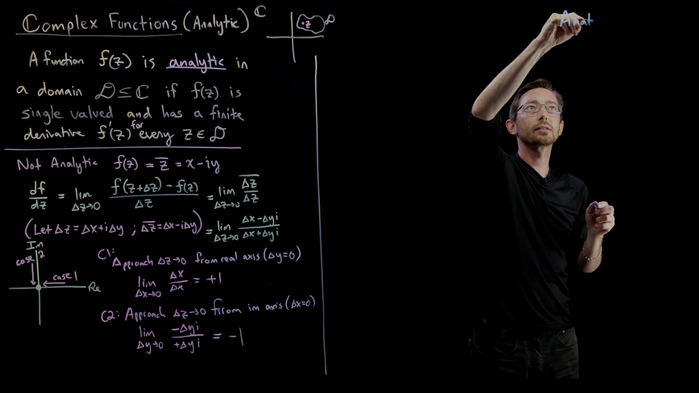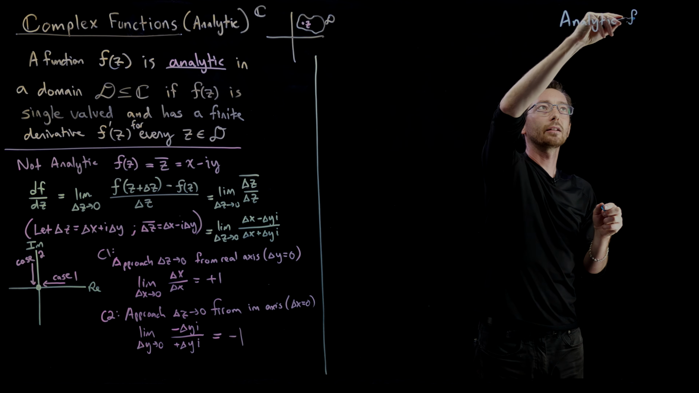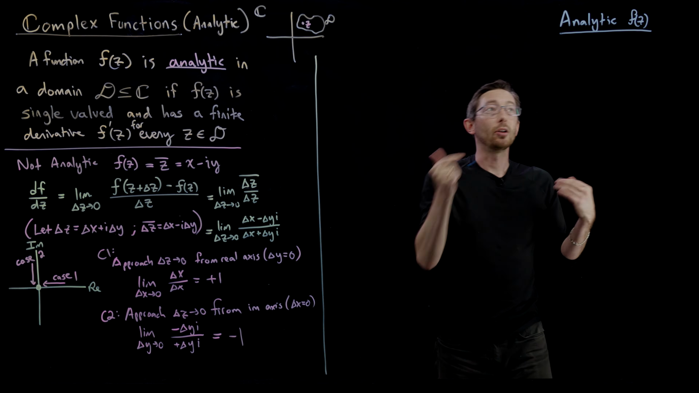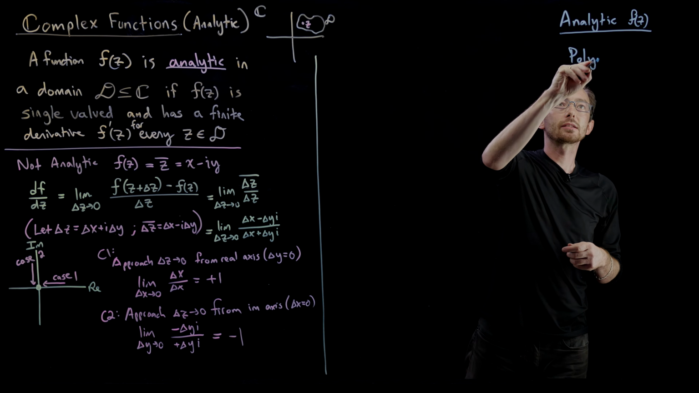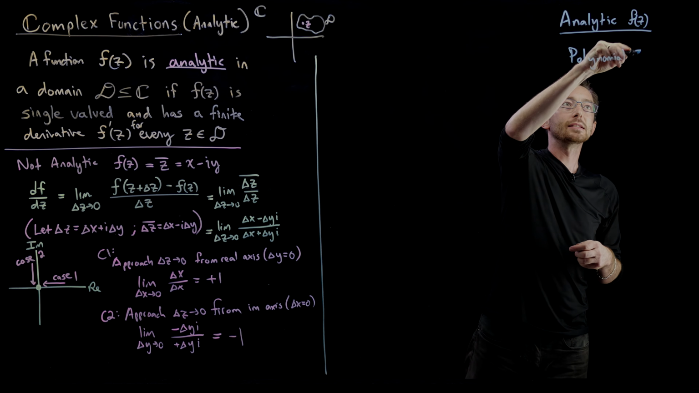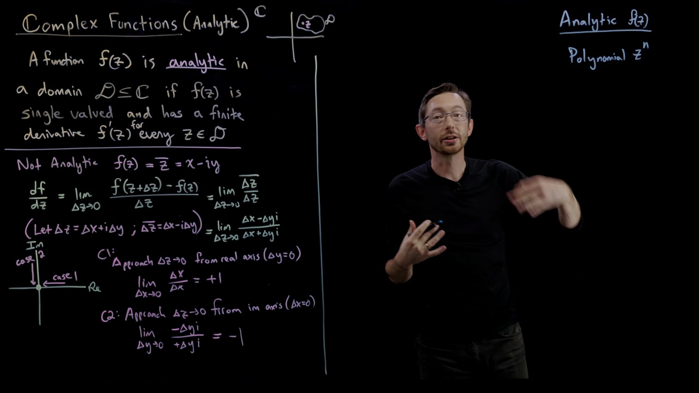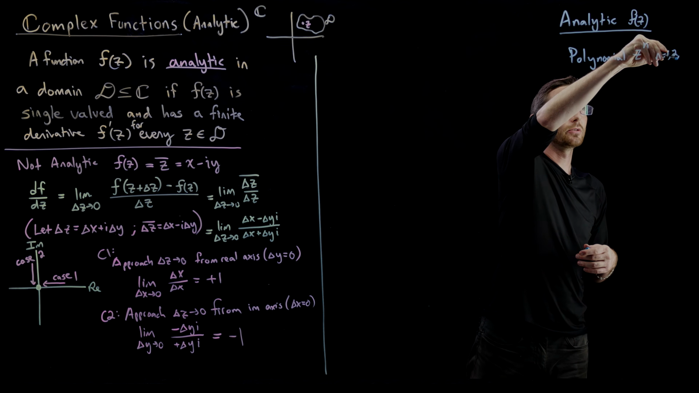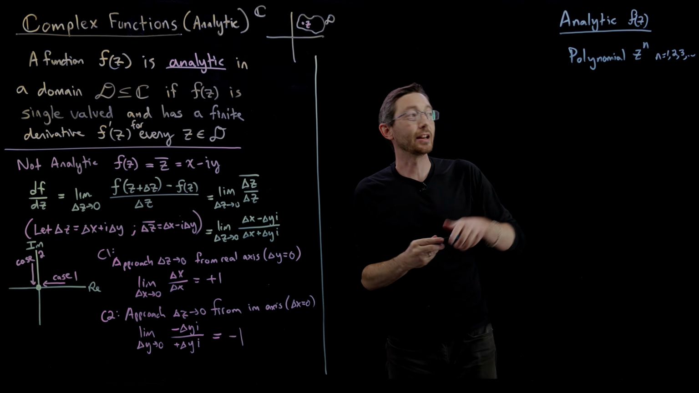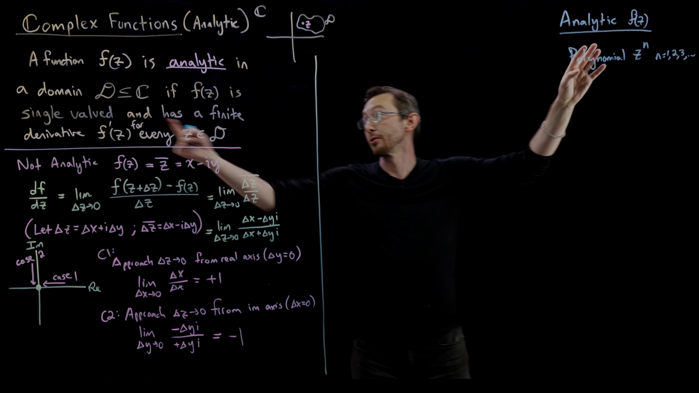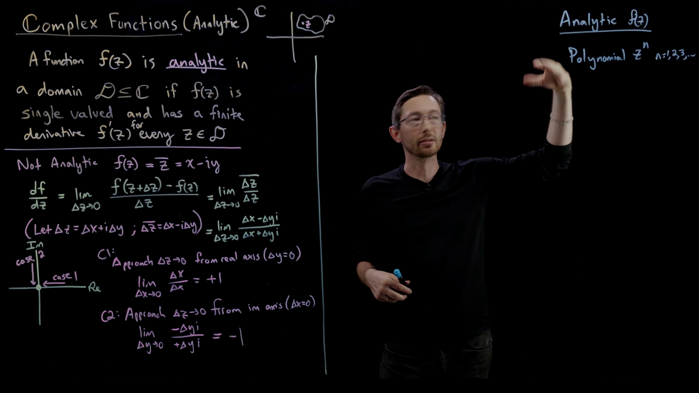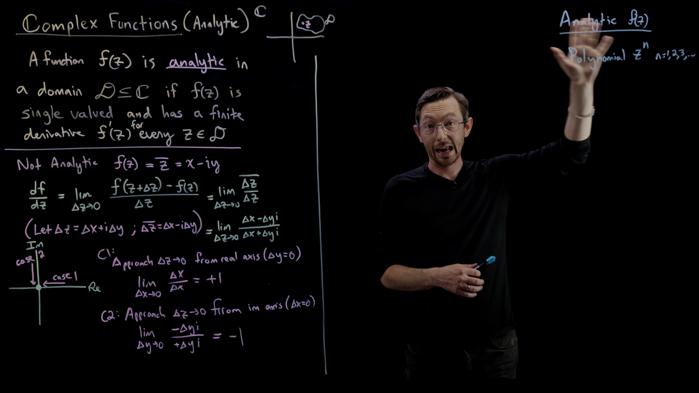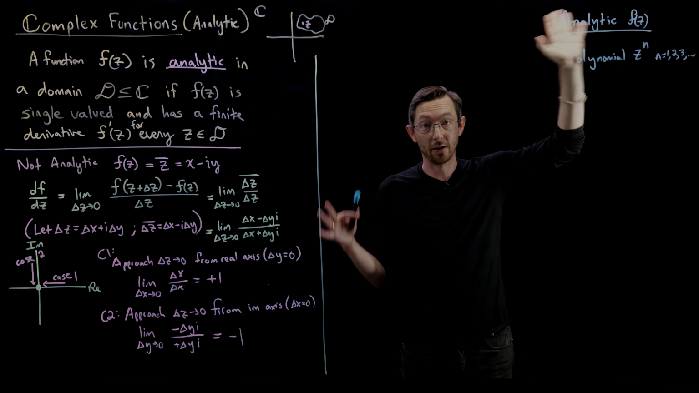So analytic functions, analytic f of z, would be things like any polynomial. So polynomials, z to the n for integer n, for n equals 1, 2, 3, and so on. Okay, not for n equals 1/2 or 1/3 or 1/4, because those are not single valued. Polynomials, monomials, sums of monomials, things like that. Those are in fact analytic functions. Yes, indeed, they are analytic.